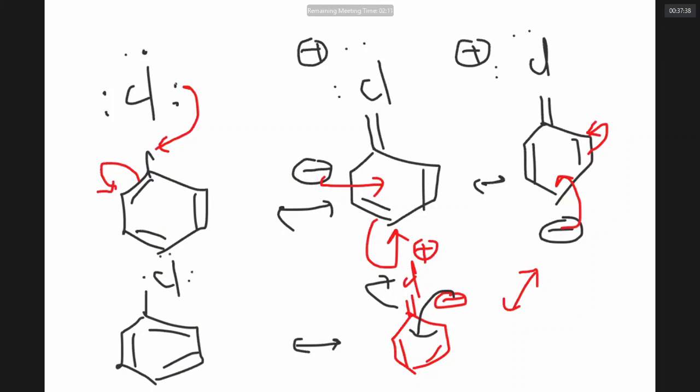Have you seen, due to resonance, I have 1, 2, 3, 4, 5 canonical forms. In these 5 forms, 3 forms have negative charge on carbon. And in these forms, there is a double bond between carbon and chlorine. And it is very difficult to break a double bond. So in chlorobenzene, Cl is difficult to go. It will not undergo nucleophilic reactions.